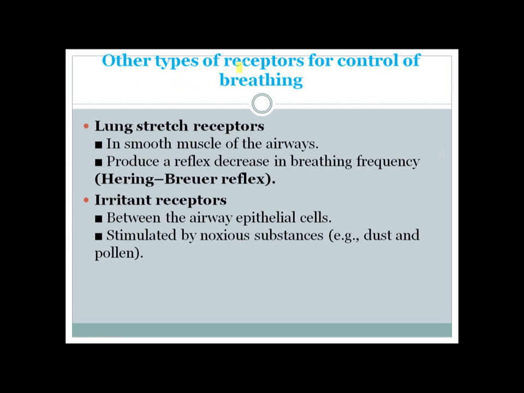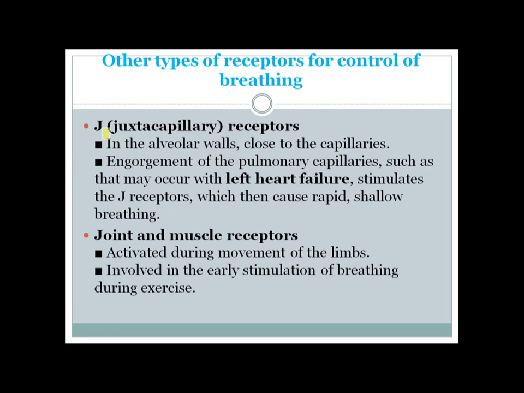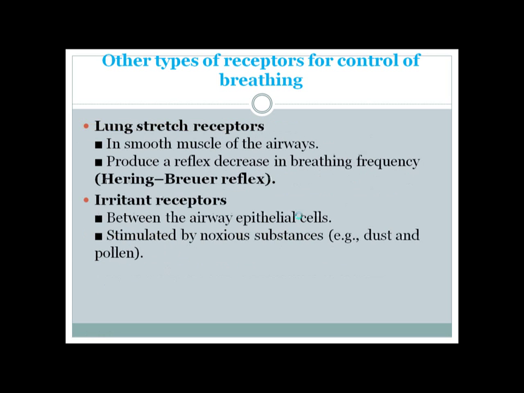There are some other types of receptors for control of breathing, which are lung stretch receptors, irritant receptors, juxtacapillary receptors, and joint and muscle receptors. The lung stretch receptors are actually situated in the smooth muscles of the airways. If there is increased stretch of those smooth muscles, there will be a reflex decrease in breathing frequency. This is called the Hering-Breuer reflex.